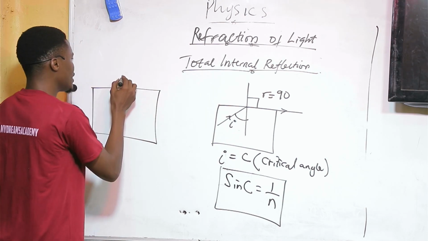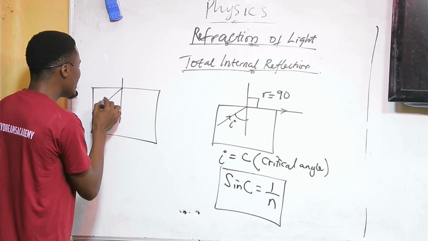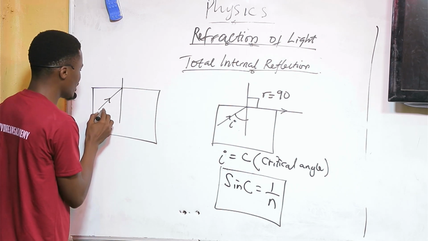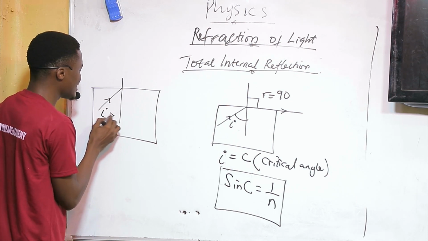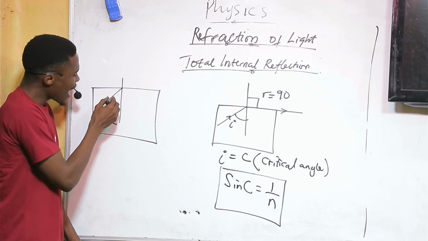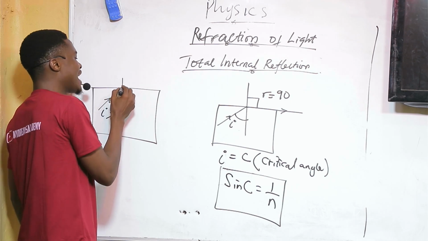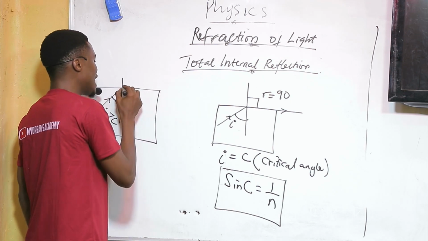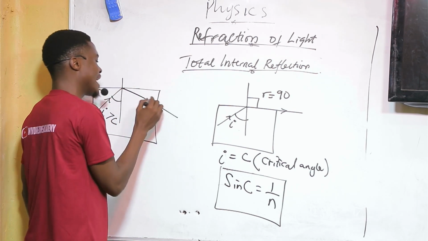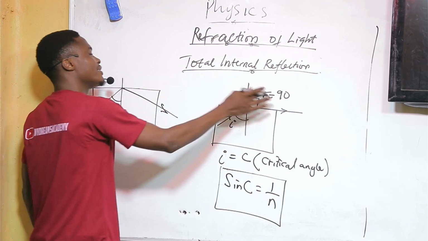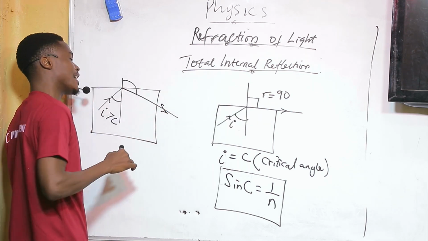Okay? So let's see. We now increase our angle of incidence such that our angle of incidence is now greater than C. So if our angle of incidence is now greater than the critical angle, you see that the line will no longer be here. The line will now do as if it is coming inside like this, because I have increased it further. So look at my angle of refraction now.